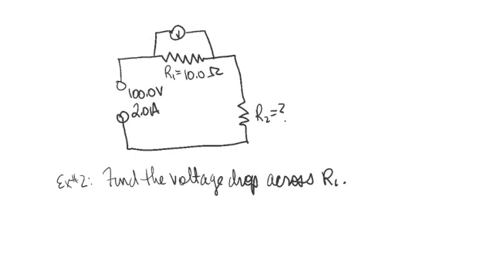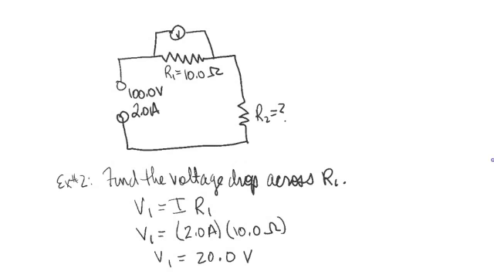Okay, let's try an example. Redrew the sample circuit that you see there, two resistors, 100 volts applied at 2 amps, and we want to find the voltage drop across R1. Now I'm going to use Ohm's law. I'm going to say that the voltage drop across R1 is equal to the current through R1 times resistance of R1.